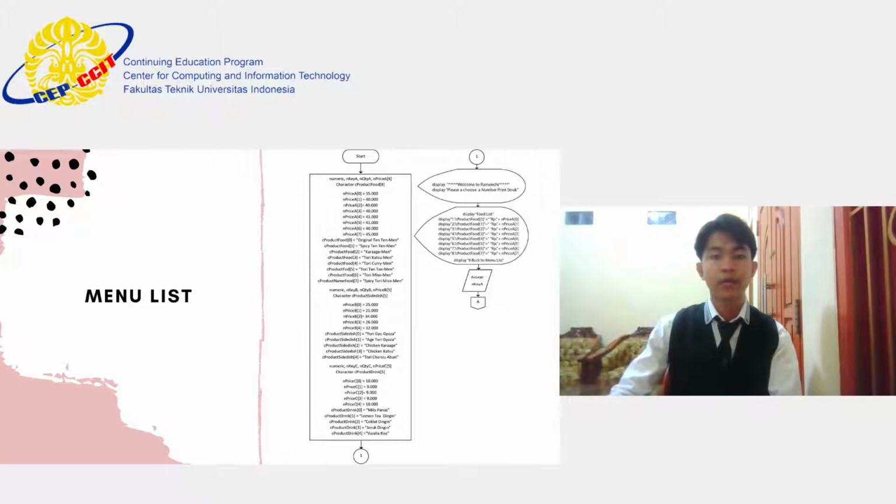And then we go to the display. The display is welcome to Ramenchi, and display please choose the number print string. This to choose what is menu. We choose the menu like display when display 1 C product food array 0 RP plus and price A 1. Okay, and then the number 9 is the back to menu list.